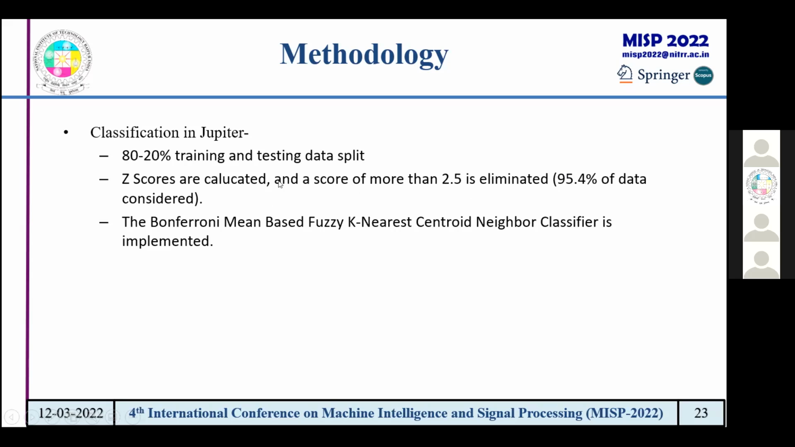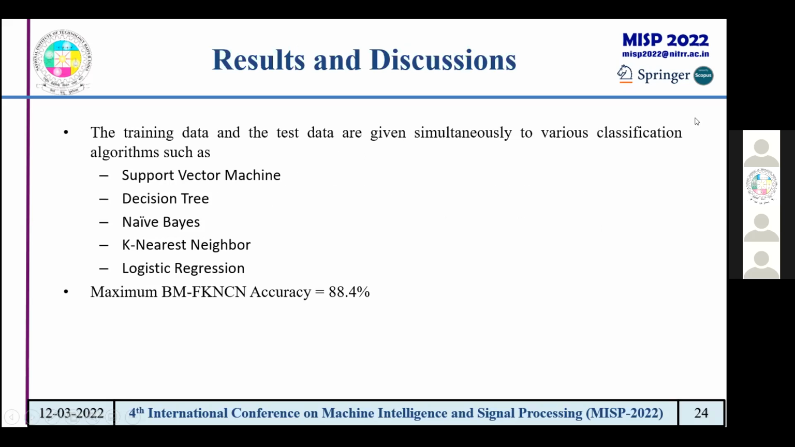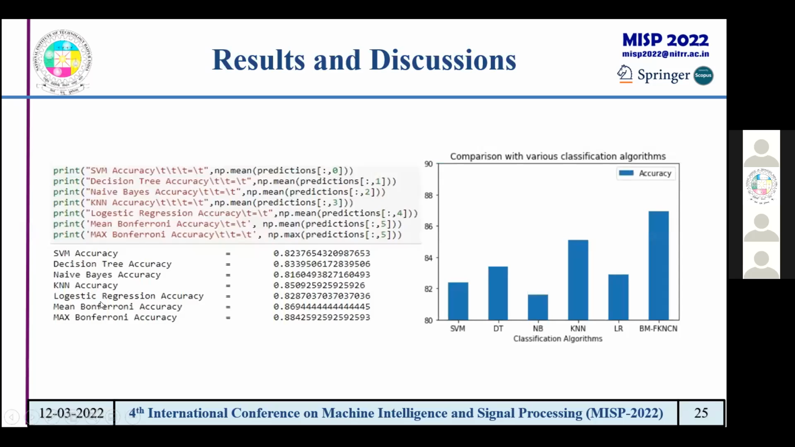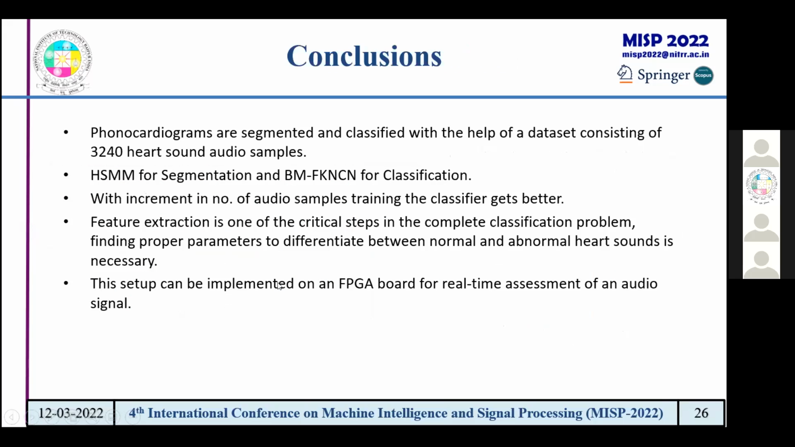After this pre-processing, I implemented the classification method. I compared it with 5 classification techniques: support vector machine, decision tree, naive Bayes, k nearest neighbor, and logistic regression. I achieved a maximum accuracy of 88.4%. These are the results plot.